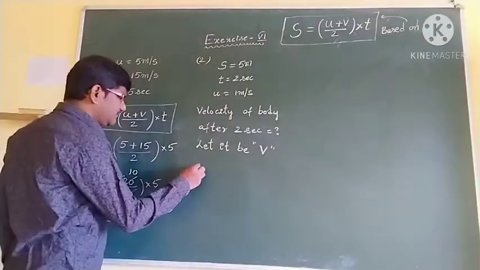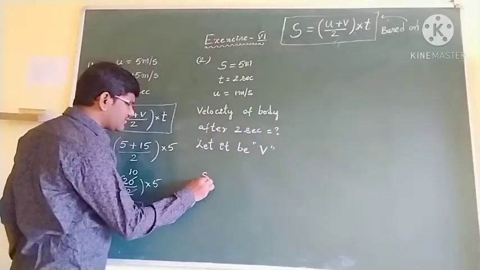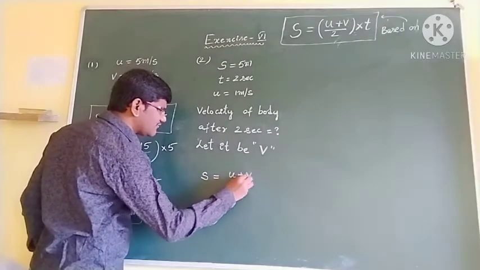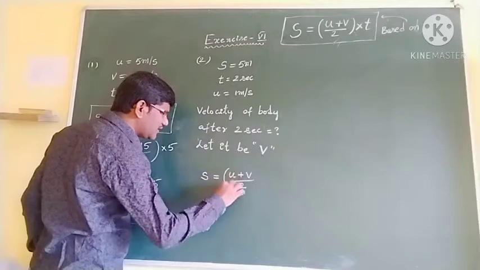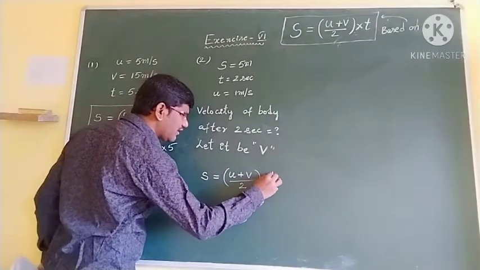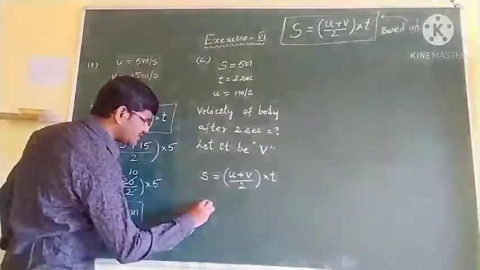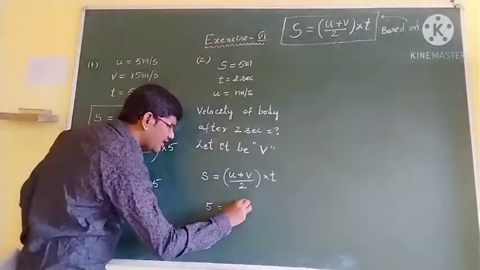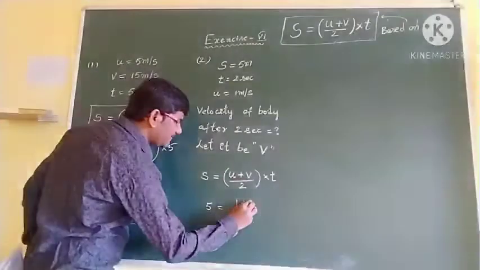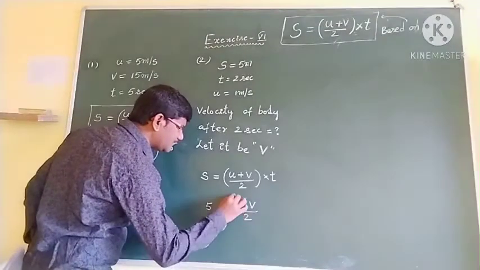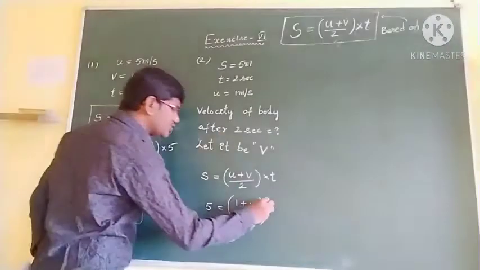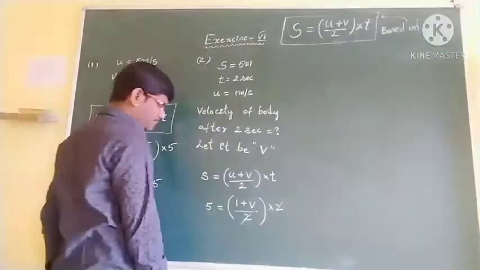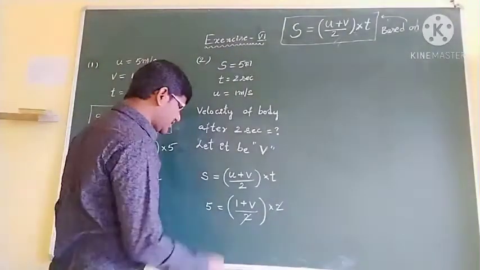So by the formula, what will you write? S is equal to (U plus V) by 2 into T. Displacement is how many meters? Displacement is 5 meters. Initial velocity is 1, final velocity is V, by 2 into time. Time is 2 seconds, so the 2 gets cancelled. What is left, students?